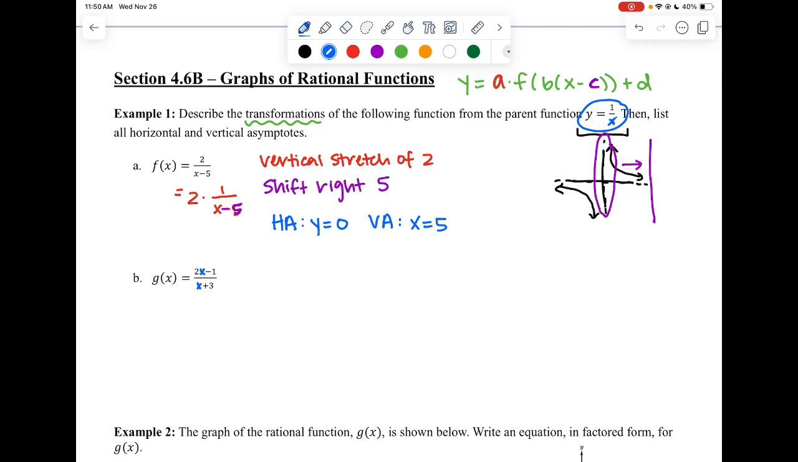You might be thinking, how are we going to do this? The answer is long division. It's one of our new skills and new strategies to take a rational function and rewrite it into a new but equivalent form. So I'm going to take x plus 3 and use that to divide into 2x minus 1. Now we do our long division process. I'm thinking, what do I need to multiply x by to get 2x?